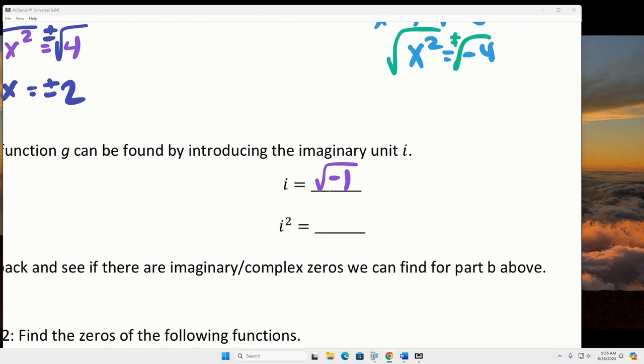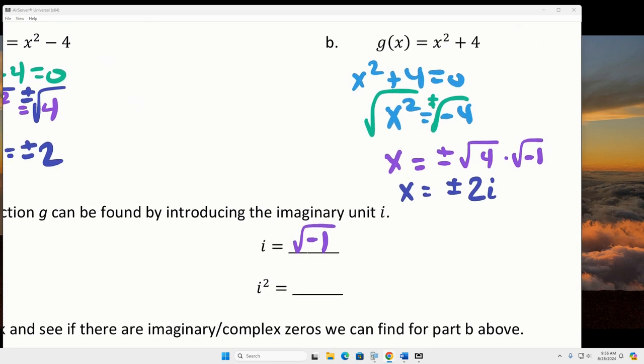So I'm going to go back up, and I'm going to try to have an answer for this. So I'm going to break the square root of -4 down to the square root of 4 times the square root of -1. So what is the square root of 4? Just 2. And what is the square root of -1? i. So now we do have two answers, 2i and -2i, that I can put in for x and have it equal to 0.